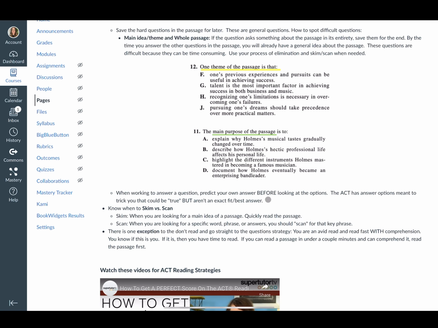Also, a good tip for this section is, when you are thinking about the theme of the passage or answering a vocabulary question, before you start looking at all of the answers, go ahead and predict the answer in your head. You can even cover up the page or the screen depending on how you're taking the test, but predict your answer first, because sometimes you might see an answer that's true, but it isn't the best answer, and we're looking for the best answer here.